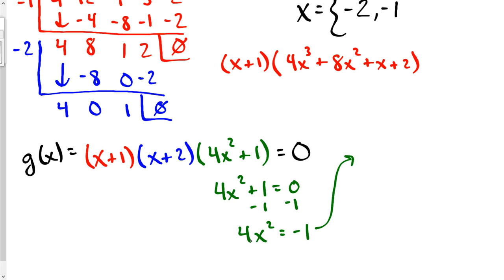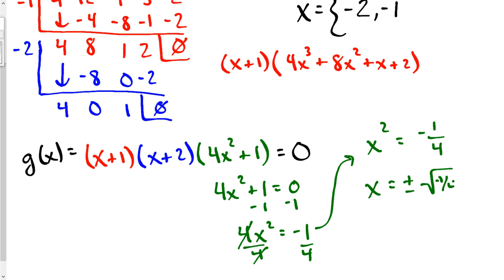Then I can go and divide both sides by 4 because I want to get the x squared all by itself, right? So that's going to turn into x squared equals -1/4. And then I'm going to take the square root of each side and I'm going to get x equals plus or minus the square root of -1/4, which hopefully you remember from the beginning of the year, there's some things I need to do here, okay?